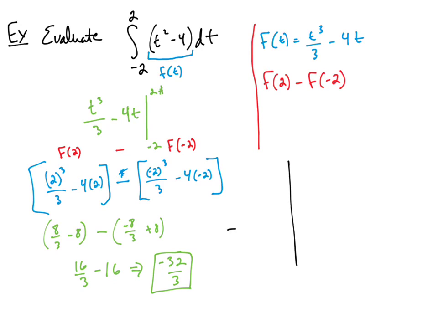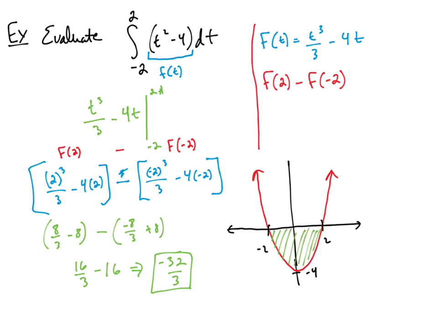So again, what does this look like? Well, we have a parabola with a y-intercept down at negative 4, so it's going to look something like this. When t is 2, so it looks like it's hitting at 2 and negative 2. So what we found is this area in here.